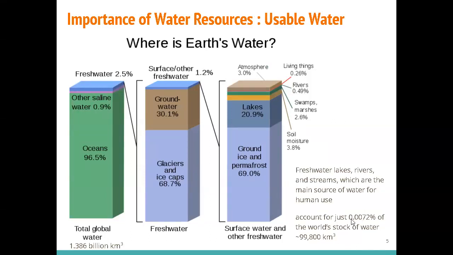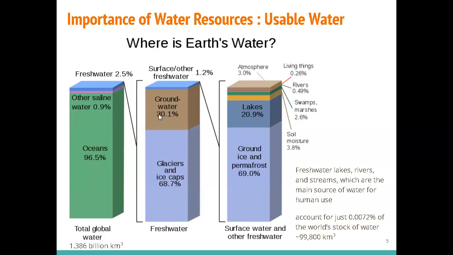It accounts for 0.0072% of all water in the world. You think that, okay, we have an ocean of water, so how come we can only use less than 1% of it? 96.5% is salty water in the ocean, and only 2.5% is fresh water. Among this 2.5%, around 70% is stored in ice form, which means that we cannot use it.